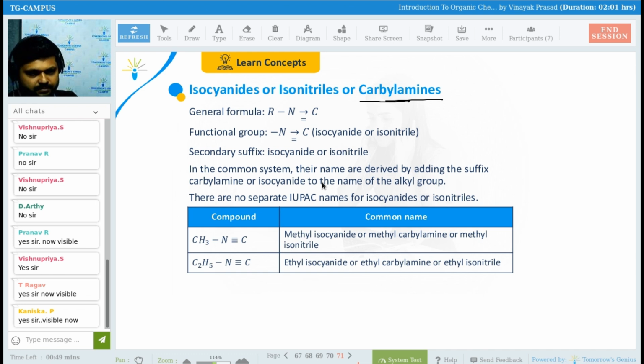Is it okay? One bond will be a coordinate bond. Is it okay, guys? So now, in the common system, their names are derived from adding the suffix carbylamine or isocyanide to the name of the alkyl group. See here. Common name is methyl isocyanide or methyl carbylamine or methyl isonitrile. Here 2 carbon is there, so ethyl isocyanide or ethyl carbylamine or ethyl isonitrile.